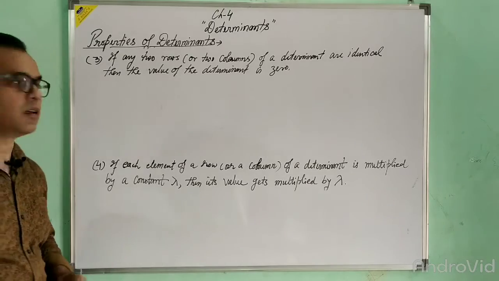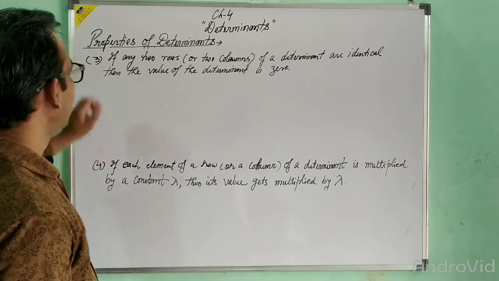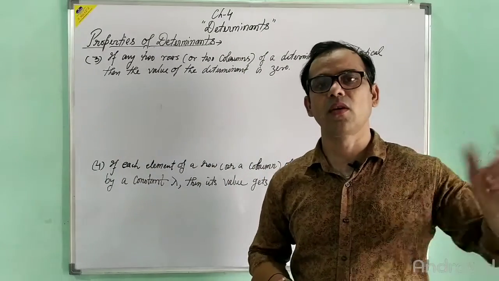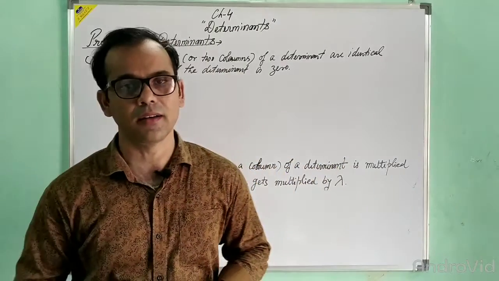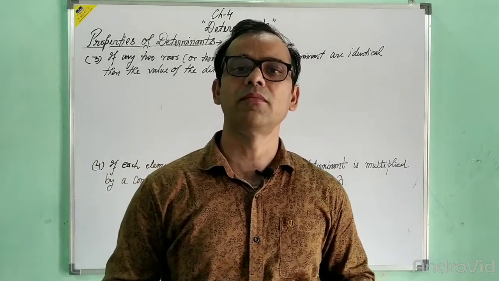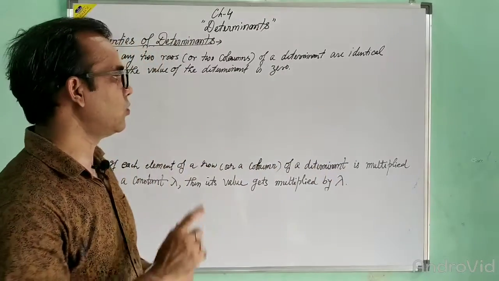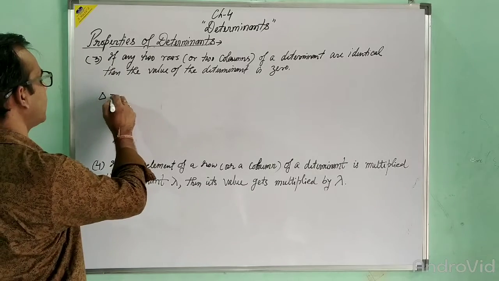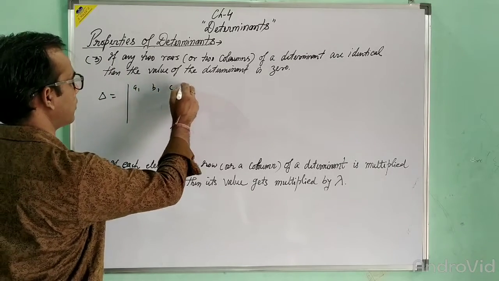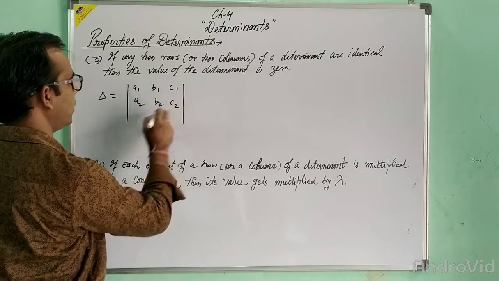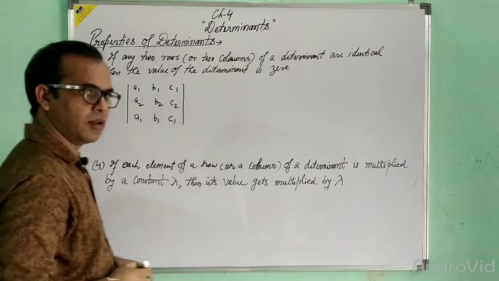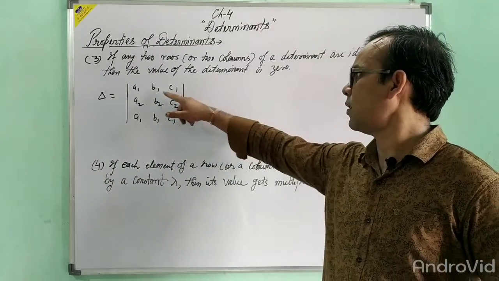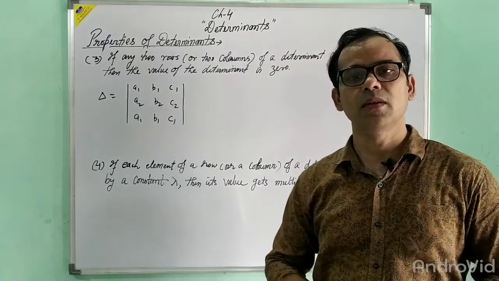Now let me explain the third property of the determinant. According to this property, if any two rows or two columns of the determinant are identical, then the value of the determinant will become 0. अगर किसी determinant की दो रो, कोई भी दो रो हो, वो एक जैसी हो, for example delta equal to a1 b1 c1, a2 b2 c2, a1 b1 c1, means any two rows of the determinant are identical like this, a1 b1 c1, a1 b1 c1, then its value will become 0.